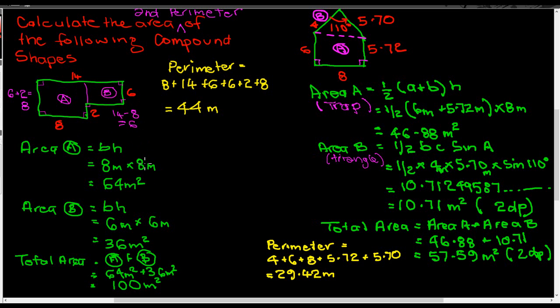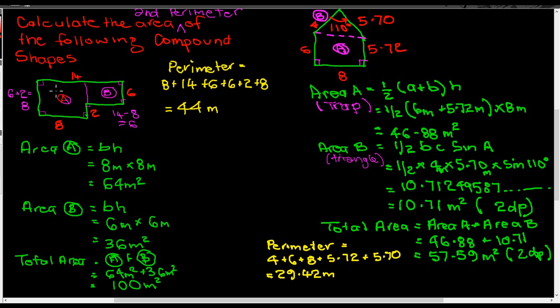First of all, area A is a rectangle, base times height. In this case, it's actually a square, with base 8 and the height perpendicular to the base also 8, so 8 times 8 is 64 metres squared. Area B is 6 by 6, again a square, base times height, 6 metres by 6 metres is 36 metres squared. The total area, A plus B, is 64 metres squared plus 36 metres squared, which gives us 100 metres squared. So the area of that compound shape is 100 metres squared.